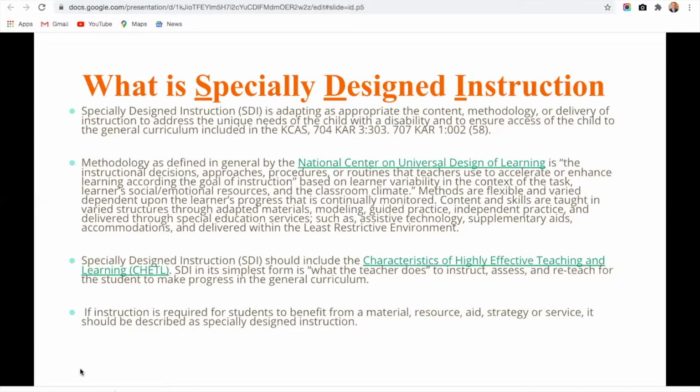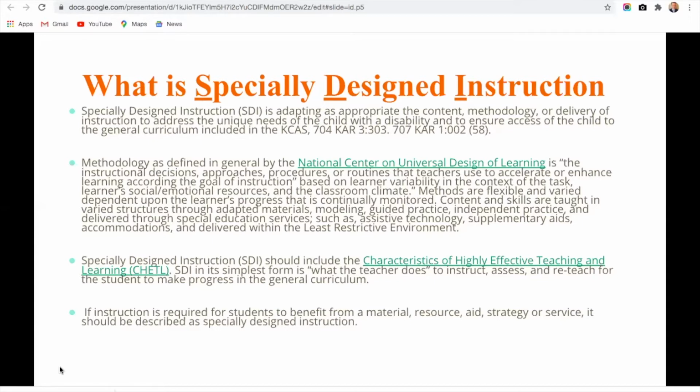So, simply put, specially designed instruction is what we do to the content, what we do to the methods, what we do to the delivery of instruction to meet students' needs individually, to challenge students. You know, if we think about the Andrew case, we know that we're supposed to be writing ambitious goals. We have to find where the student is operating, what is their present level. We need to use lots of different sources of data to determine what that present level is.